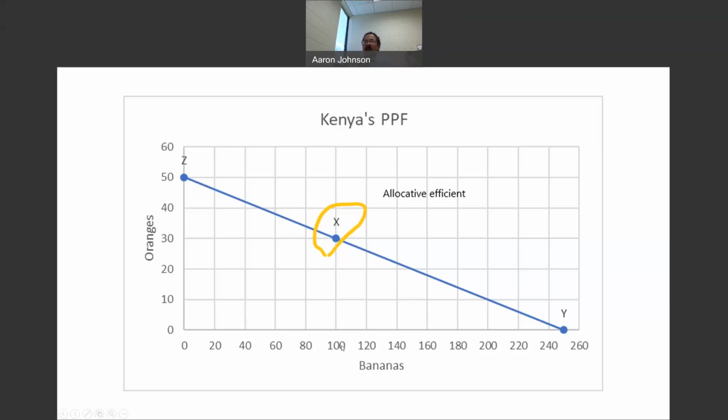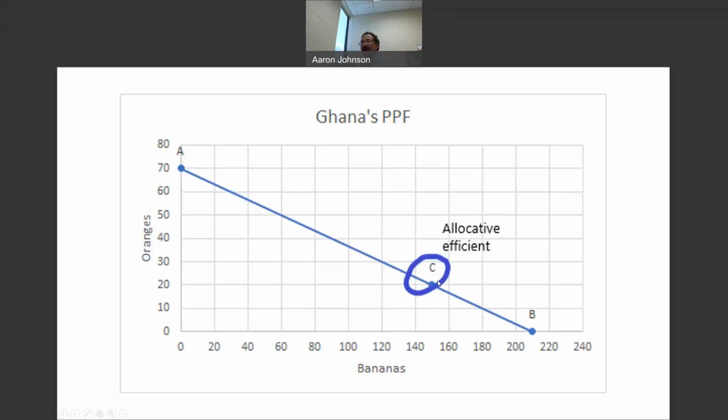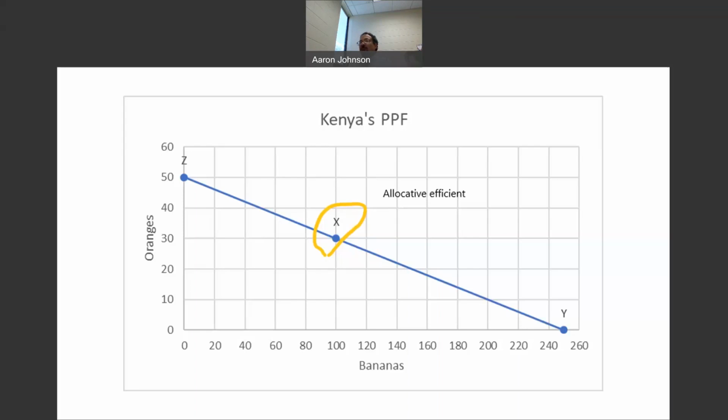The key here for both Kenya and Ghana is, with trade, is it possible for both countries to consume beyond what they can produce? Any area or region to the right of the production possibilities frontier is impossible without trade. We're going to see whether it becomes possible with trade. The same thing goes for Kenya: we're going to see what is impossible without trade.